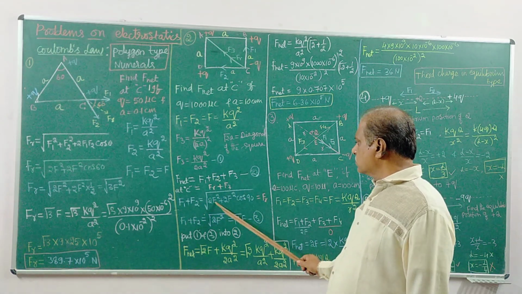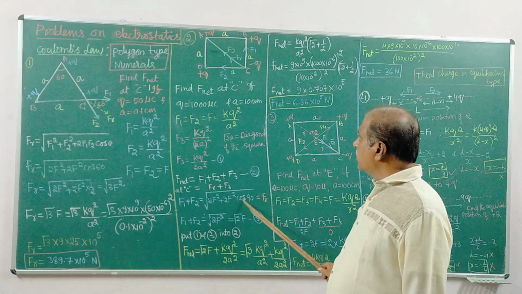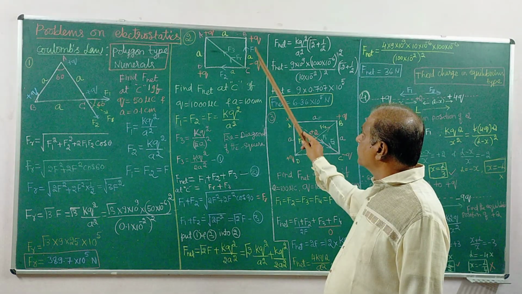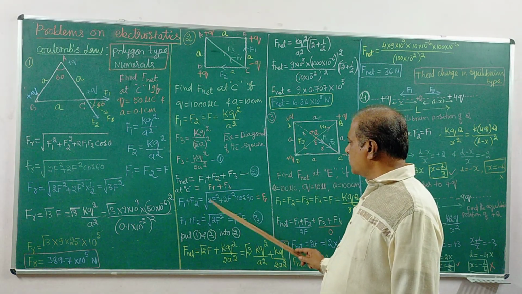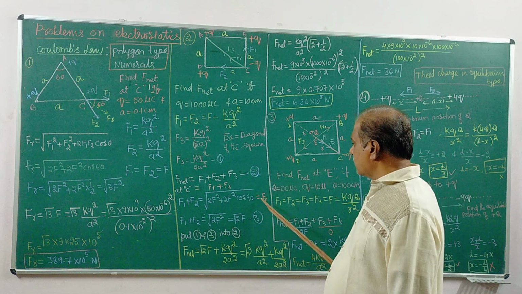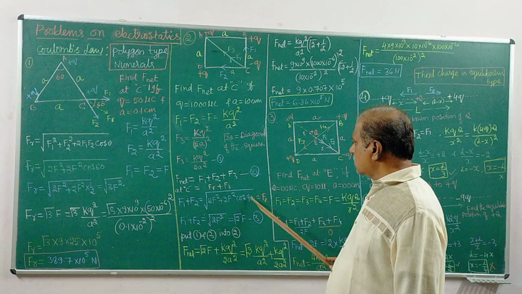F1 is equal to F2. The angle between these two is 90 degree. So F1, F2 and 90 degree, cos 90. F1 equals F2, it is the same form. This is the one you get. This is F4. You know what is cos 90?